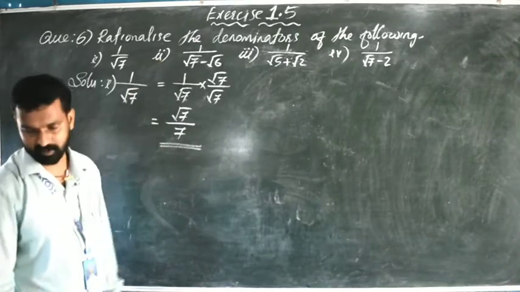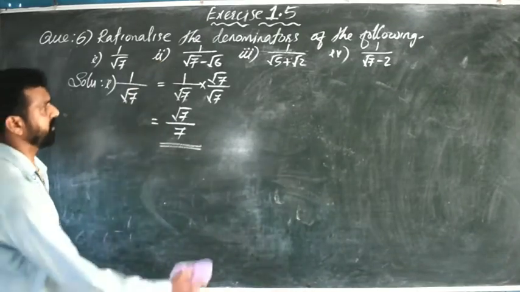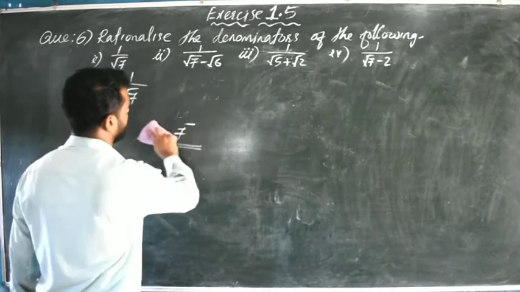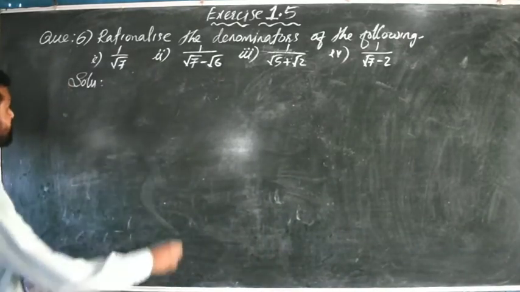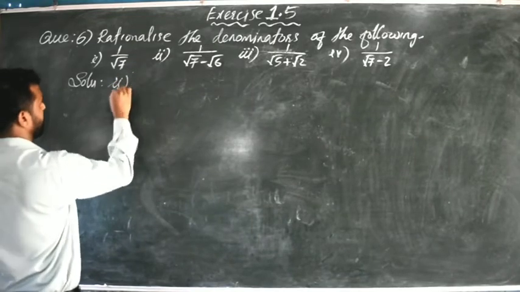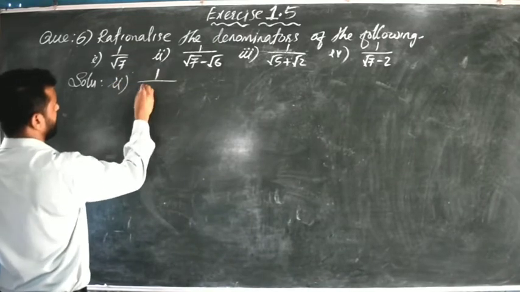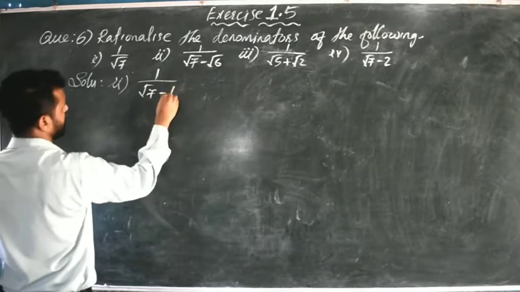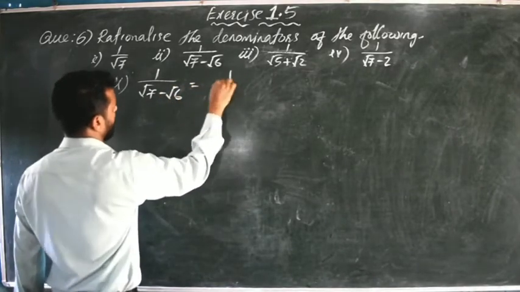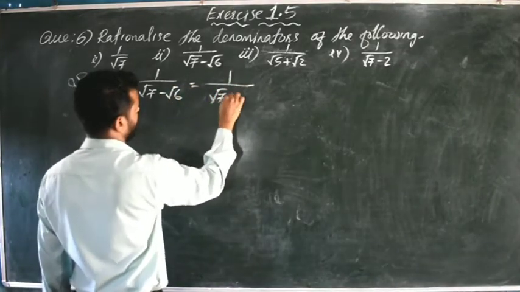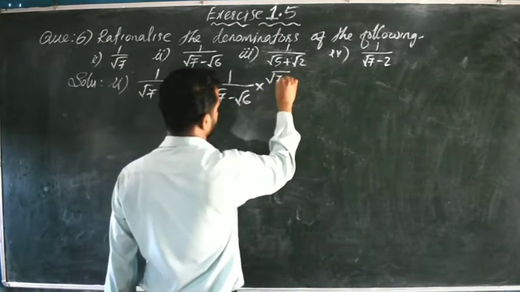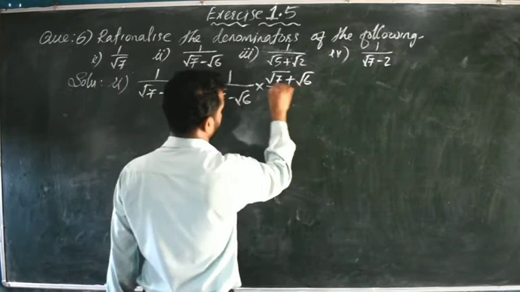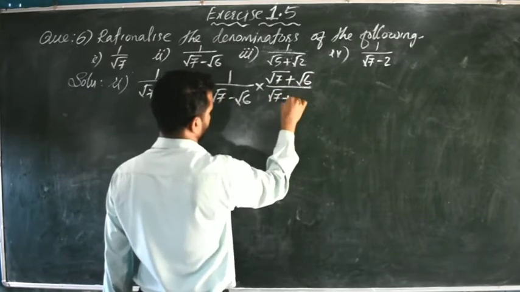Now let's see question number 2. Sorry, questions 2, 3 and 4. It is the same only. Question number 2: 1 divided by root 7 minus root 6 is equal to 1 divided by root 7 minus root 6, into, we will multiply, root 7 plus root 6, root 7 plus root 6.